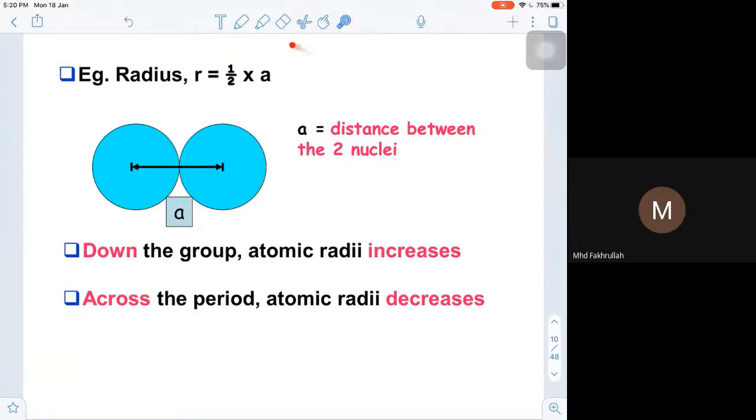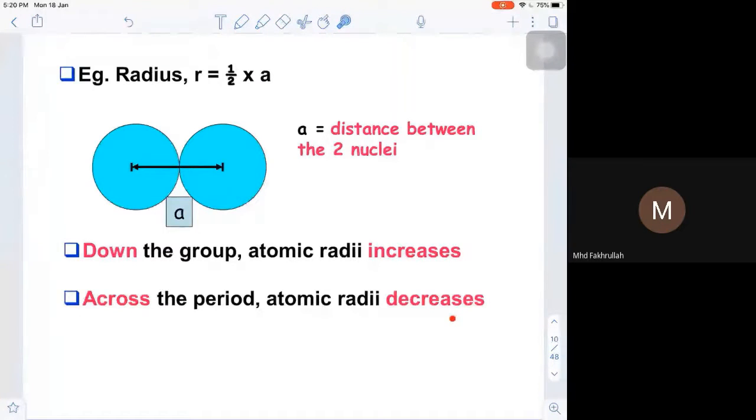We are not going to do any calculation on the radius and the size here. You just need to know the trend of the size of the atom. When going down the group, the size will increase because the atomic radius increases. And then across the period, the size decreases, from the left to the right of the periodic table.